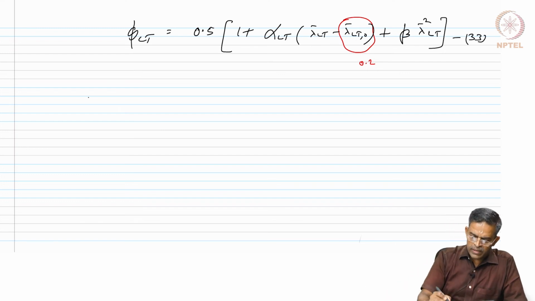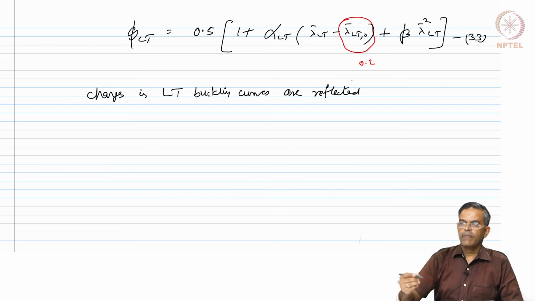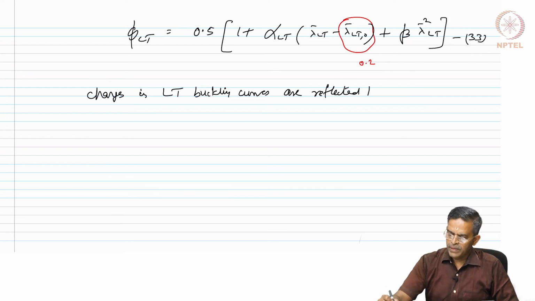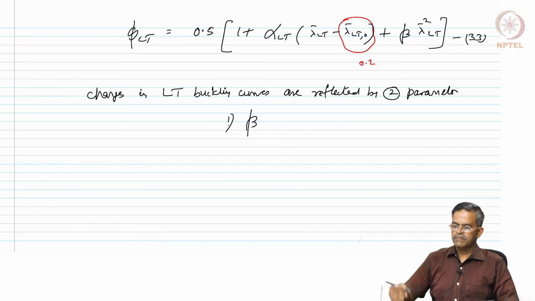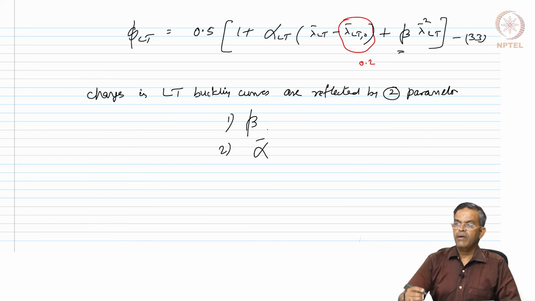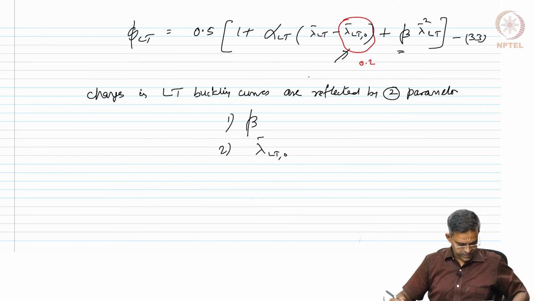Okay. Now, the changes in the LT buckling curves are reflected by two parameters. One parameter is referred as beta, which is seen here. The other parameter is lambda bar LT comma 0, which is indicated here.